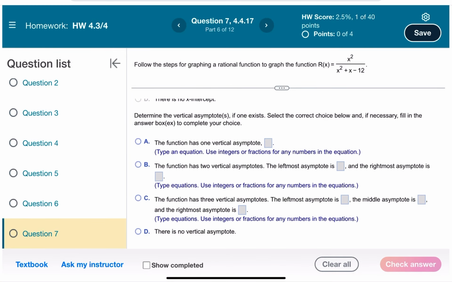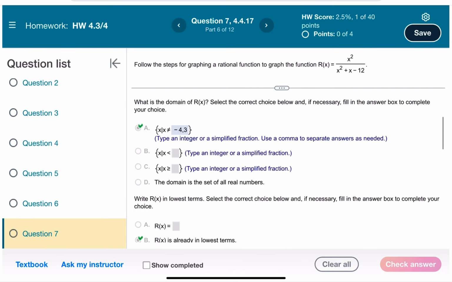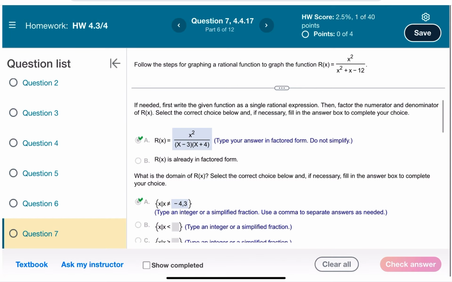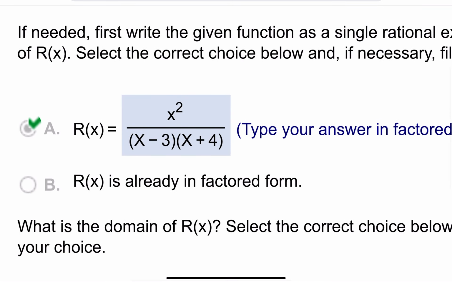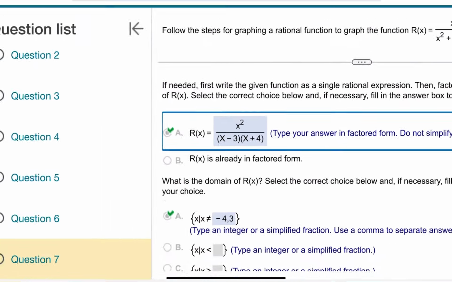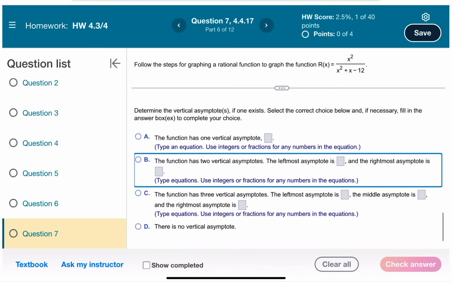We're almost there. Determine vertical asymptotes. I am not going to set everything equal to 0 because I already did this earlier in the video. Again, what you're doing is setting your denominator equal to 0 and solving for your x's. So we have two vertical asymptotes. One at 3, because 3 makes it 0, and then one at -4, because that would make that 0 as well.